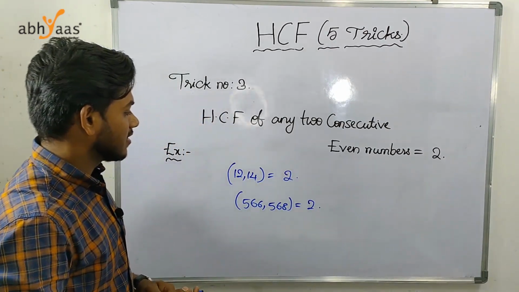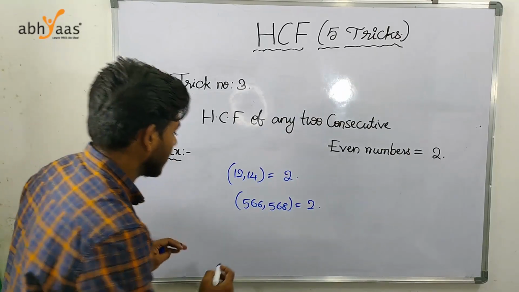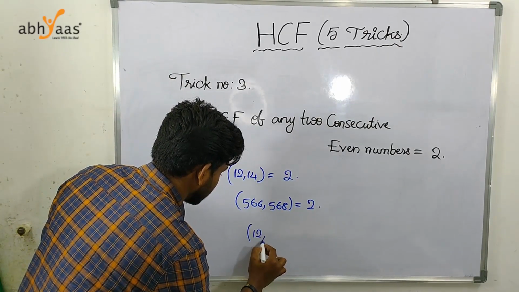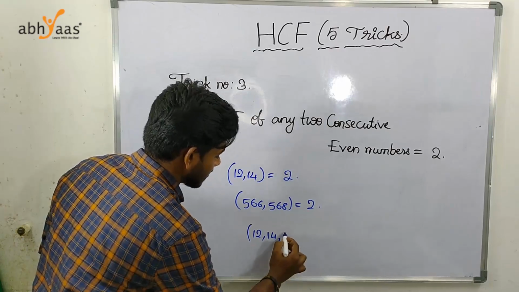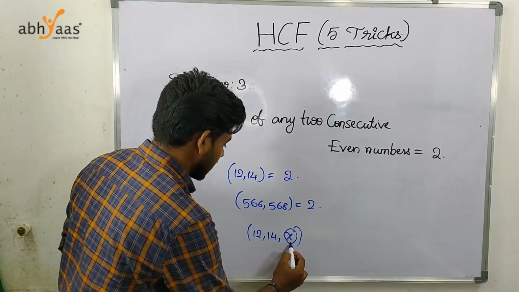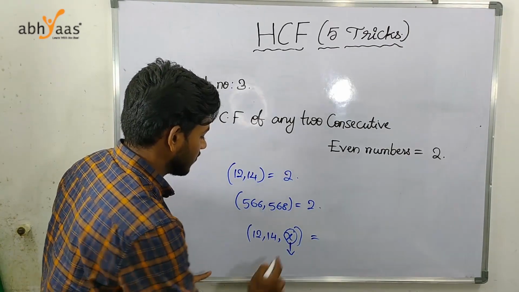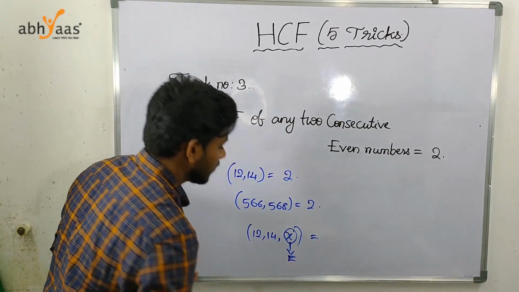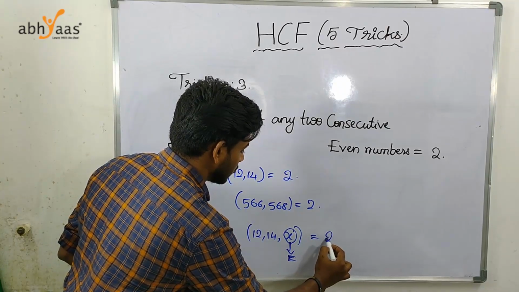Right? As we discussed in the previous trick, we cannot take it like this, 12 and 14. You cannot consider any x here. Depending upon the value of x, the HCF depends. If this x is an even number, the HCF is equal to 2.